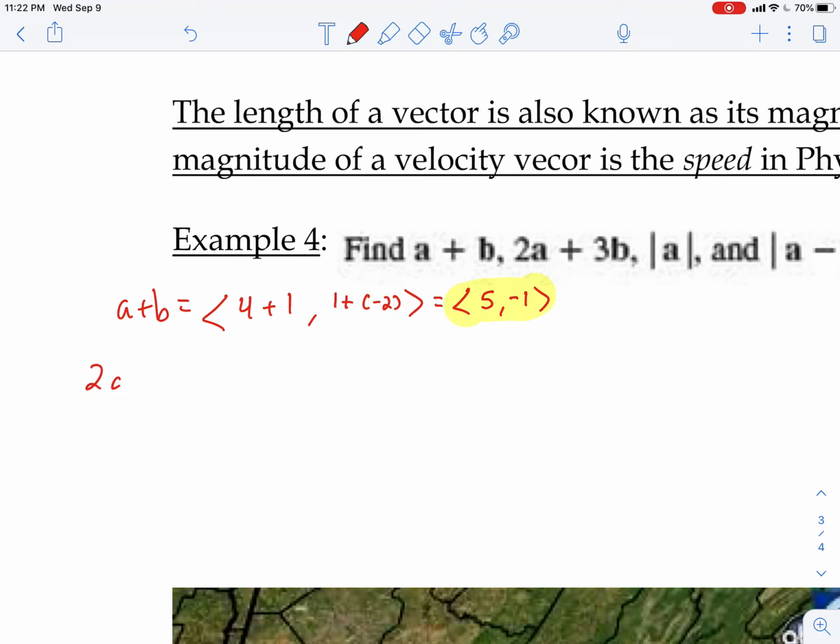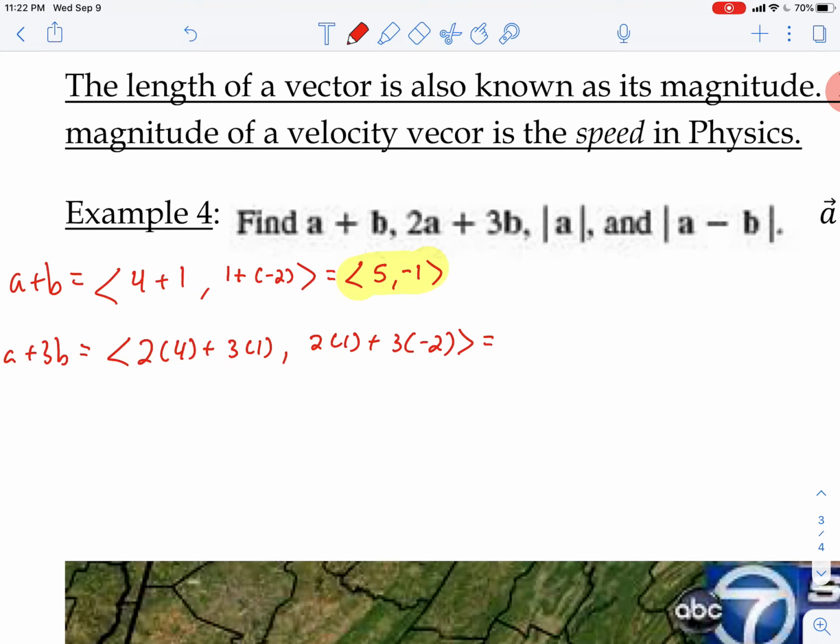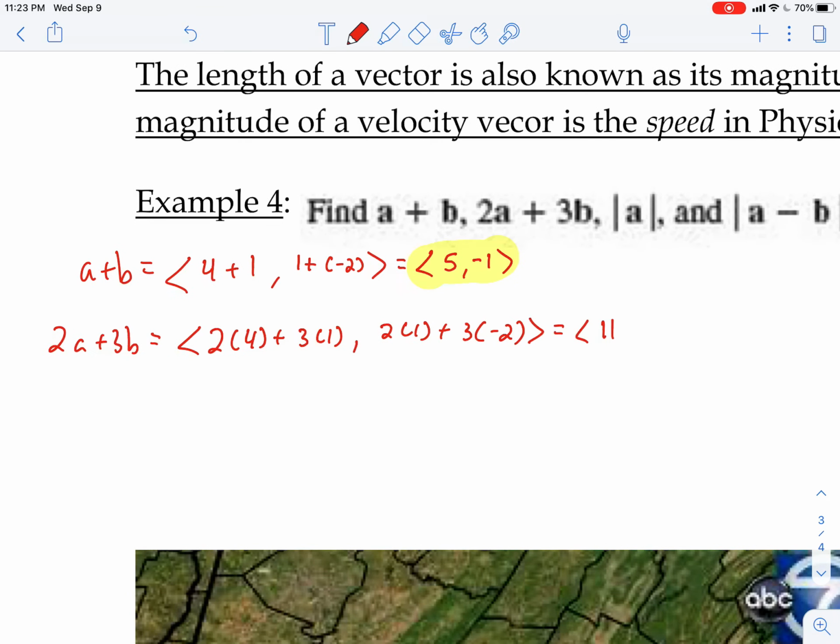Alright, now let's find the vector of 2a plus 3b. And so we're going to do 2 times 4 plus 3 times 1. And then 2 times 1 plus 3 times negative 2. 2 times 4 is 8, plus 3 is going to give us 11. Let me make sure I put the vector notation. It's going to give us 11.